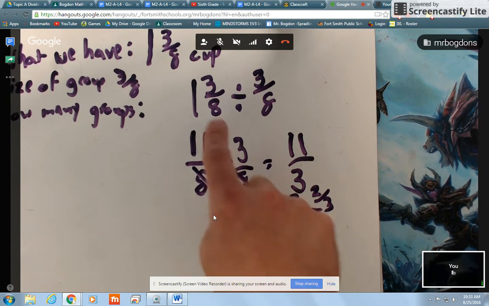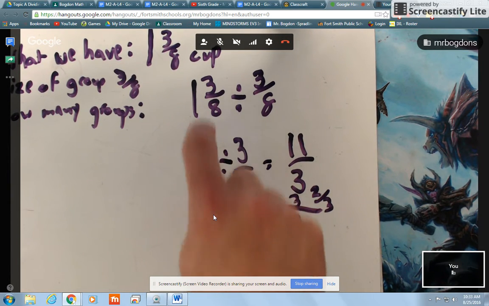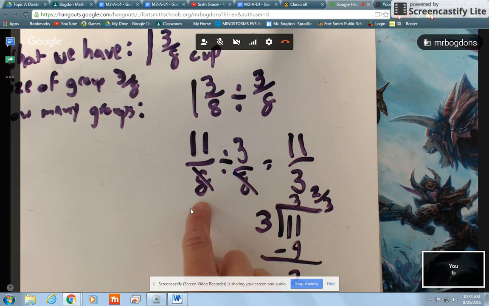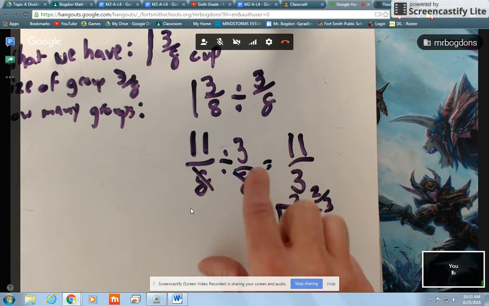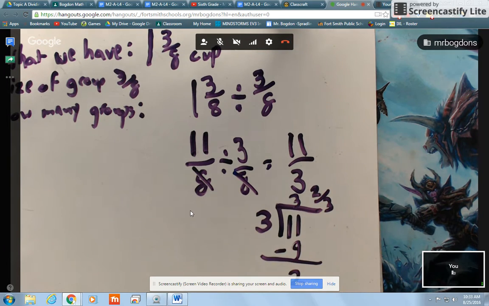So it's great that we understood that we needed to figure out how many eighths we had total. We did a quick conversion to find out eighths. So we need to figure out what is 11/8 divided by 3/8. Well, we know that since we have the same denominator, we can ignore it. It's the same size units. Anytime you have the same units, they cancel.